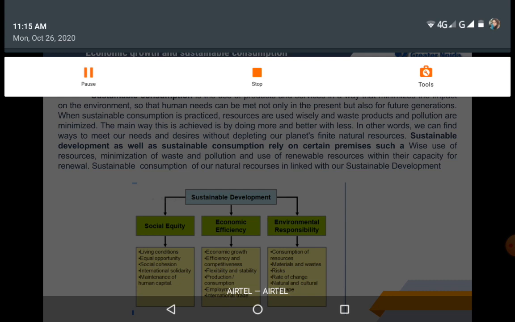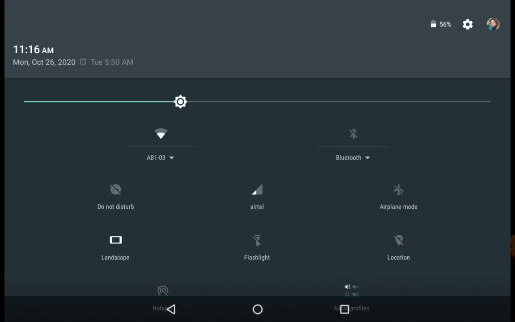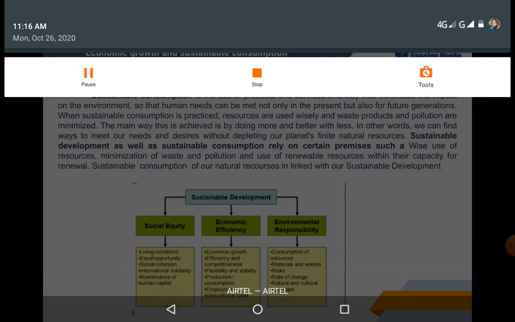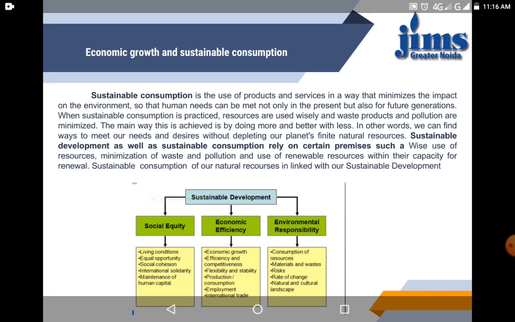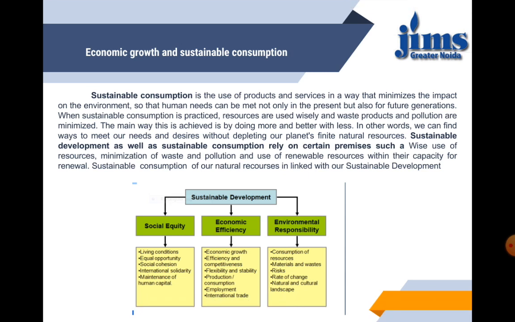Sustainable consumption. Sustainable consumption is the use of products and services in a way that minimizes the impact on the environment so that human needs can be met not only in the present but also for our future generations. When sustainable consumption is practiced, resources are used wisely and waste products and pollution are minimized.